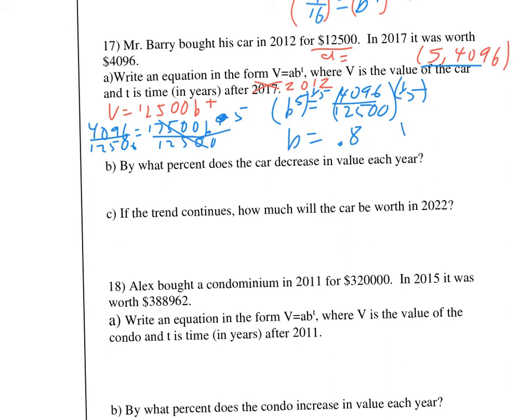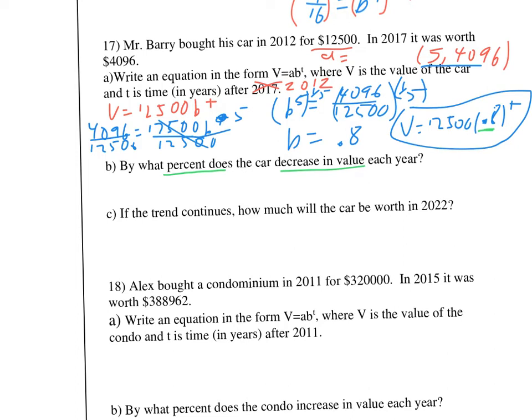All right, so I know that v equals 12,500 times 0.8 to the power of t. All right, and so I'm going to use that equation to continue on with this problem. So by what percent does the car decrease in value each year? So that's going to be based on the 0.8 right there.